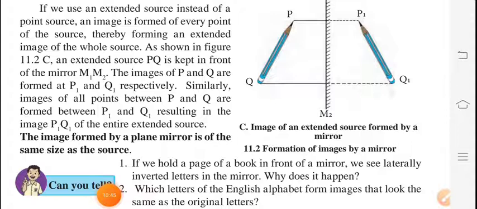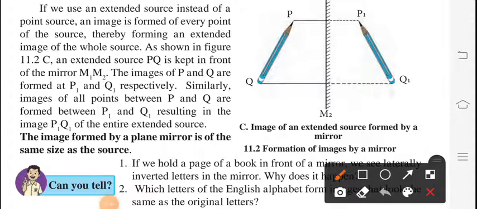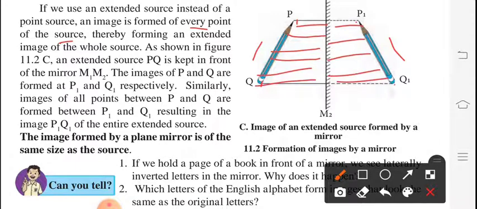If we use another example instead of a point source, suppose you take a pencil in front of the mirror, then an image is formed of every point of the source, thereby forming an extended image of the whole source. Suppose here P and Q are the points of that pencil. So exactly the same image we get, P1 and Q1. This one is the real pencil and this one is the image of that pencil.